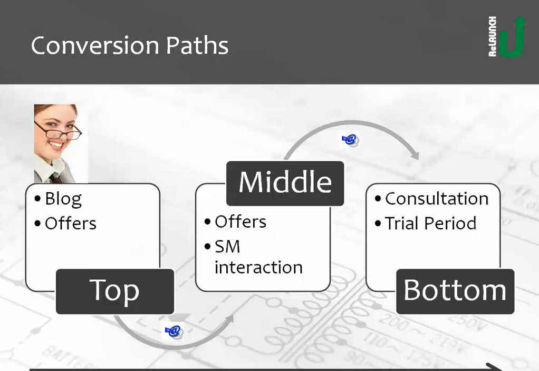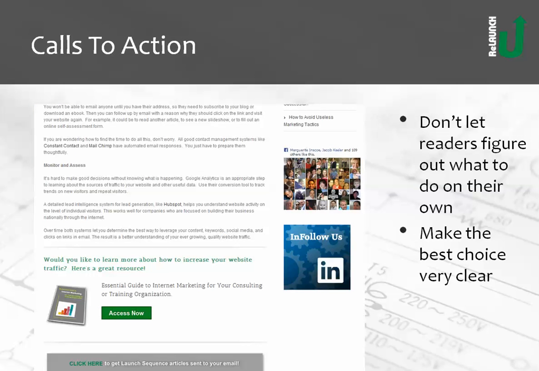Now, how do you get these conversion paths to actually work? You have to have very clear calls to action. So you don't want people to figure out on their own what they're supposed to do. You tell them what the best choice is and make it very clear. So for example, here on this blog article, top of the funnel, the first thing we want them to do in terms of really engaging with us directly would be to download this free content, or this offer here, this ebook. The blog article supports the ebook, and the ebook covers a lot more of what is just a little bit of the article. So it's for people who like the article and want to get more. That's the top of the funnel, bringing them through the process.